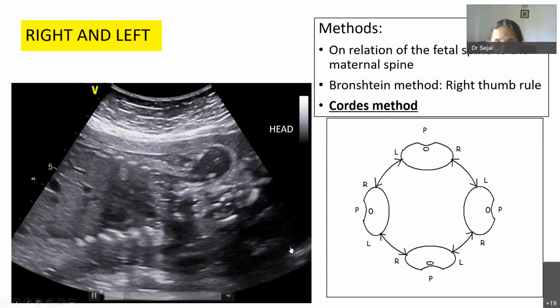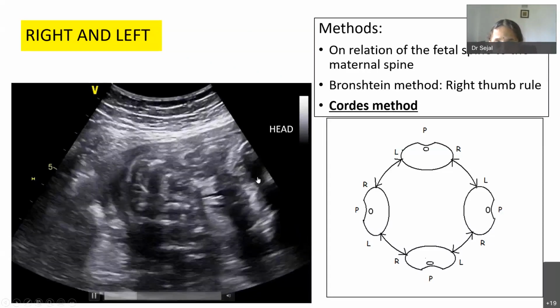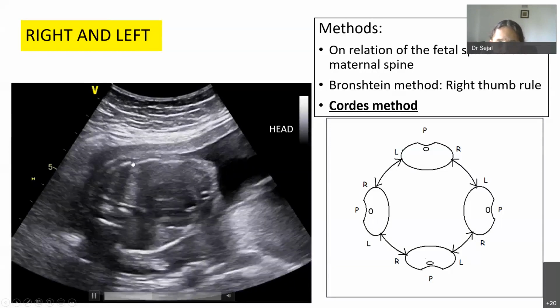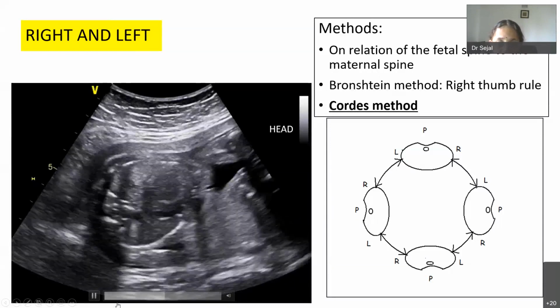Once the head is on this side of the screen and the baby is lying like this, you need to rotate your transducer clockwise 90 degrees. So you rotate your transducer clockwise 90 degrees. From a sagittal cut, you will get the axial cut. So this is how you will cut the thorax.